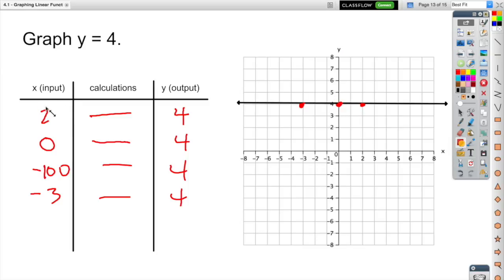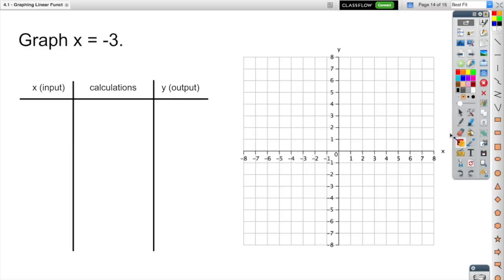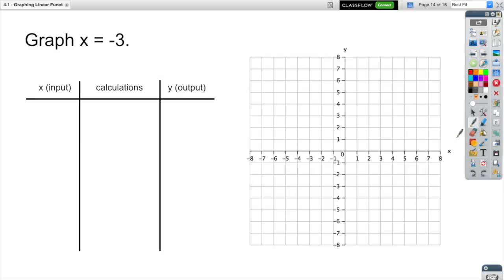All right, so that's a special scenario to be aware of. What do you do when that input position is missing from your equation? Which is somewhat similar to this example. Take a look at this one. Now this one doesn't even have y in it. This one says graph the equation x equals negative 3. So this one is similar to the last one, but not quite the same.